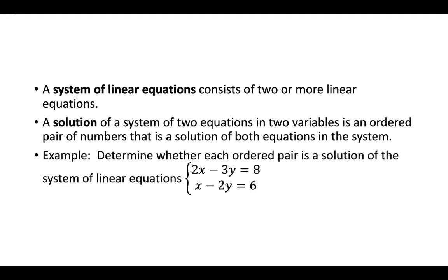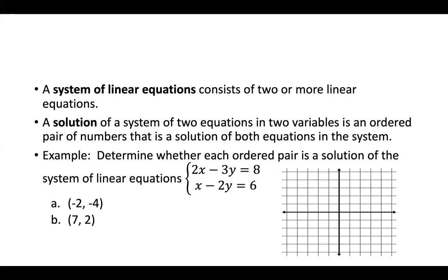So for example, let's determine whether each ordered pair is a solution of this system of linear equations, 2x minus 3y equals 8 and x minus 2y equals 6. The first ordered pair is -2, -4. The second one is 7, 2. So I'm going to switch over to the tablet.